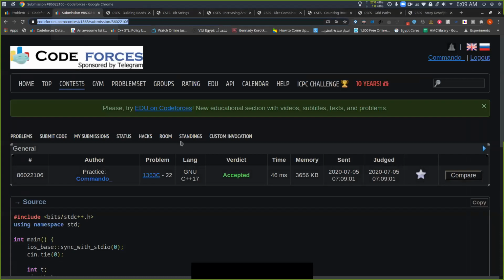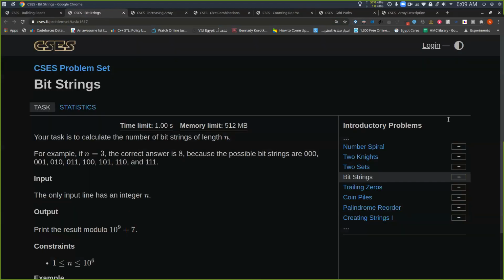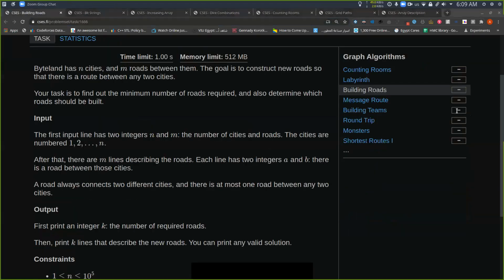Let's move on to the next problem. Let's go to this. I'll send the link here in the chat. Take 3 minutes to read it, and then we'll discuss it with each other. If you have any ideas, talk immediately.